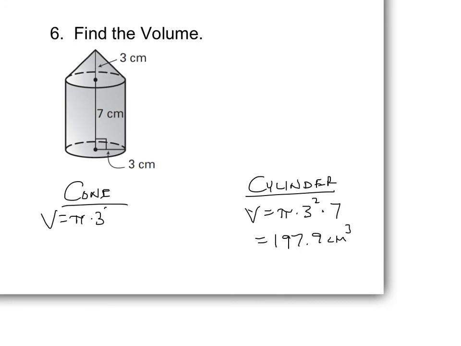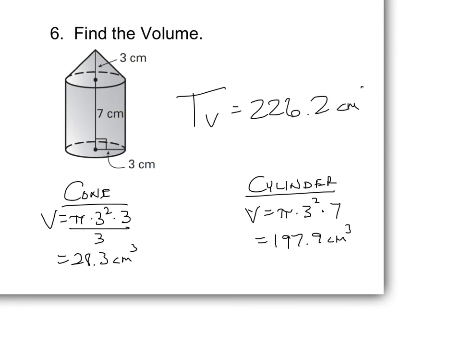Volume of the cone is pi. Radius is still 3 squared. Height of the cone is 3, divided by 3. So 9 times 3 times pi, and then I divide that by 3. I end up with 28.3 centimeters cubed. And when I add 28.3 with 197.9 for the total volume, which is 226.2 centimeters cubed.